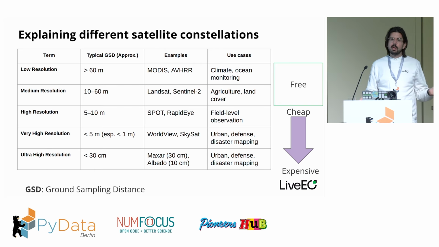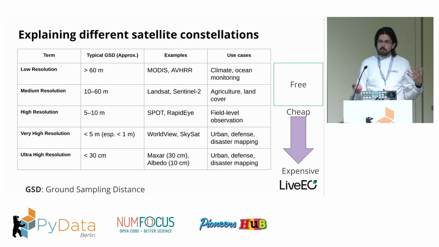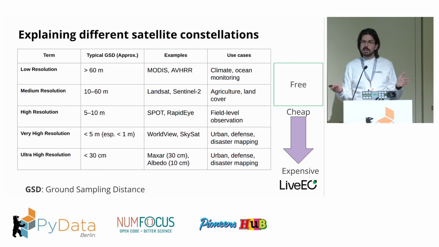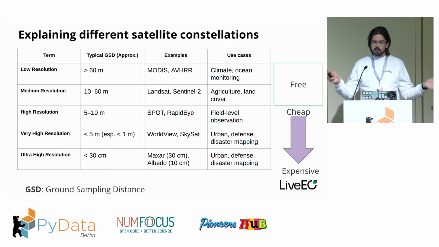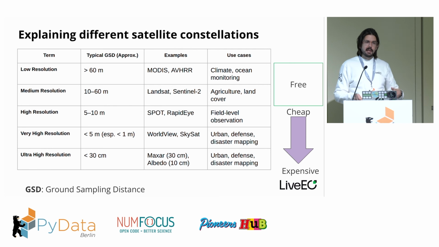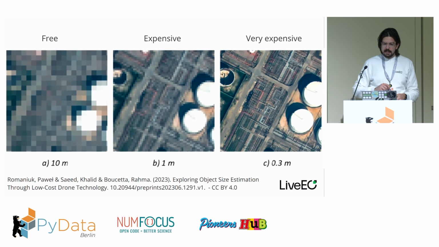And generally, for the lower resolution stuff, you can quite often get this for free. Like you can get up to 10-meter ground sampling distance imagery from the Sentinel-2 mission from the European Space Agency for free. But anything above that, you have to start paying. And in general, the higher resolution you are, the more you start paying.